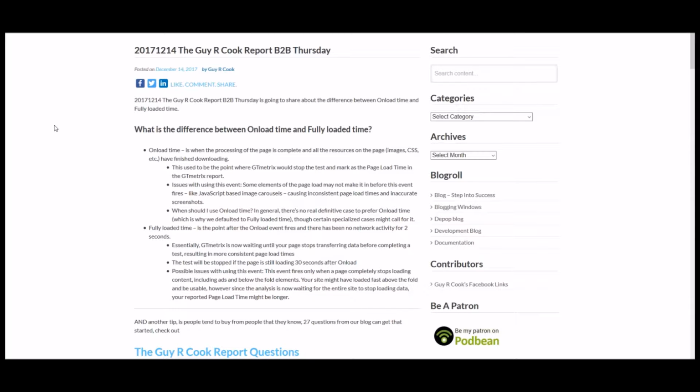What we're on about today, the B2B Thursday episodes, we're talking real quick about something we got from GTmetrix, the onload time versus fully loaded time. What's the difference between those two? You want to use fully loaded time, and this text right here that we got from their website, copied it, is going to explain it really well. The onload time isn't going to give you as good of a picture of your load time if you've got JavaScript and so forth running, like picture carousels and stuff. So you want to use the fully loaded time. And that's the reason for today's B2B episode. Well, one of them.